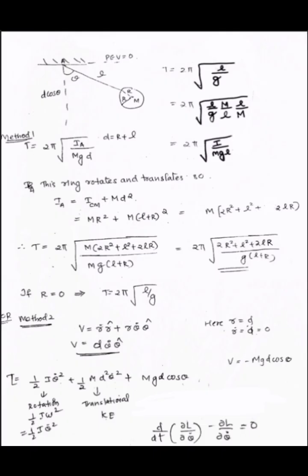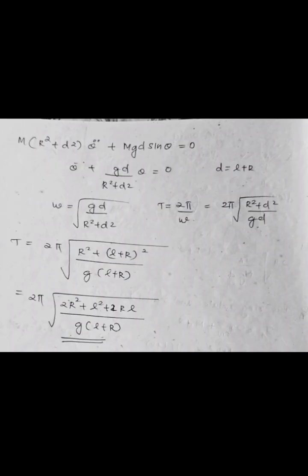So the Lagrangian equation of motion can be written as d by dt of dou L by dou theta dot minus dou L by dou theta is equal to 0. That is m into r square plus d square into theta double dot plus mgd sin theta is equal to 0. That is theta double dot plus gd by r square plus d square theta is equal to 0. That is omega is equal to square root over gd by r square plus d square. That is T is equal to 2 pi by omega, that is 2 pi into square root over r square plus d square by gd.